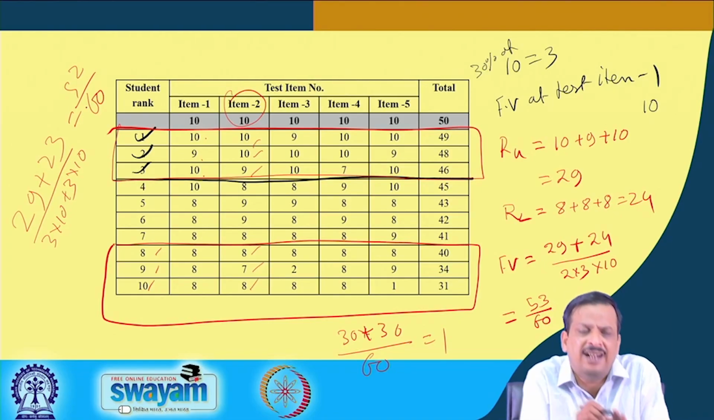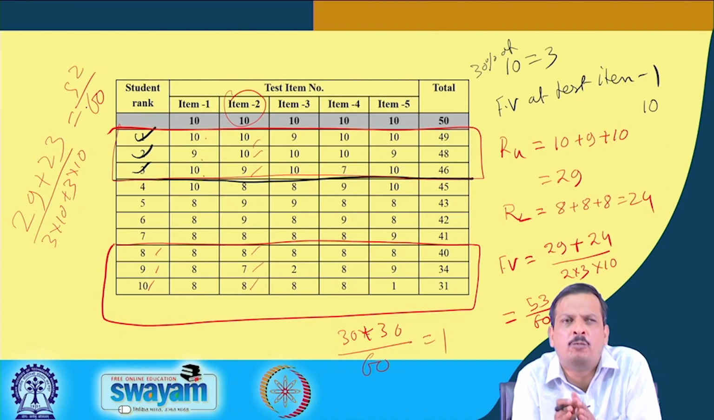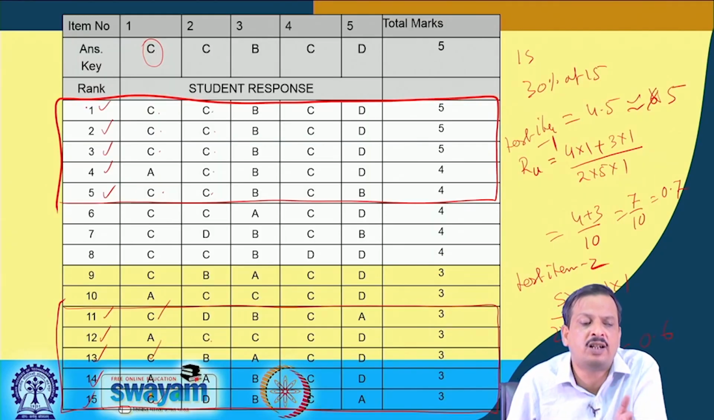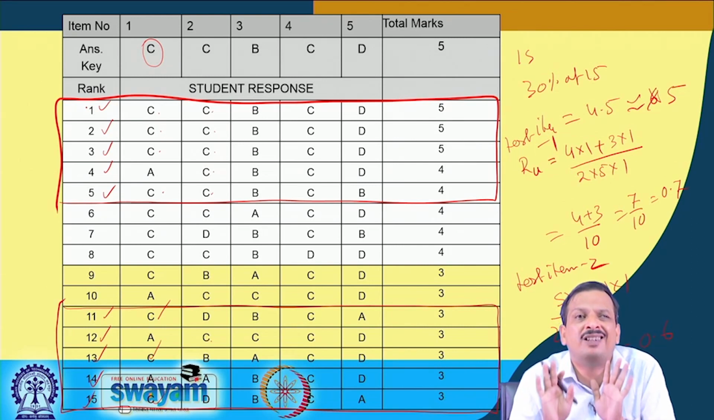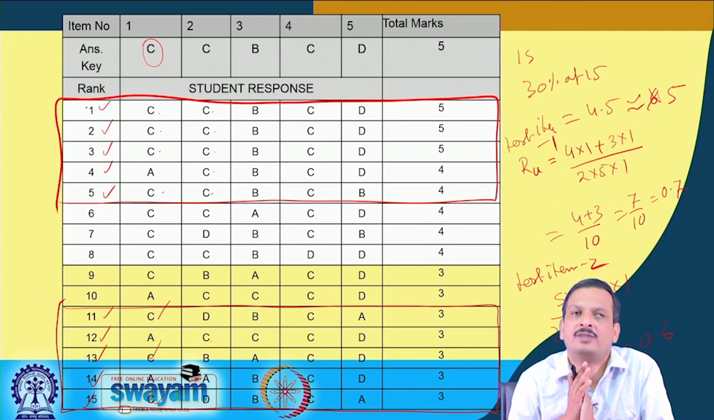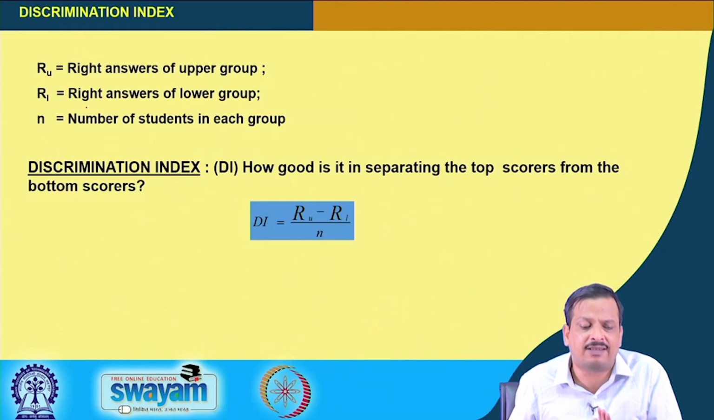Okay. So, you can practice for test items 3, 4, 5. Similarly here also, test items 2, 3, 4, 5. Find out the facilitation value first. Done. Now, I go for the discriminative index.